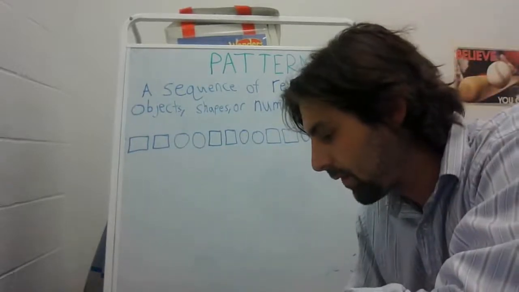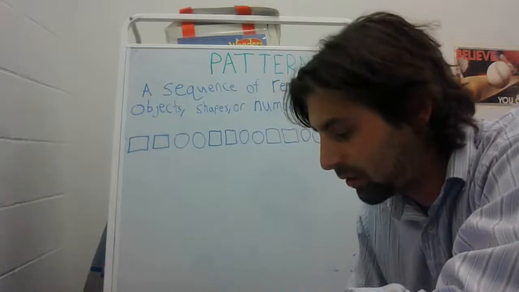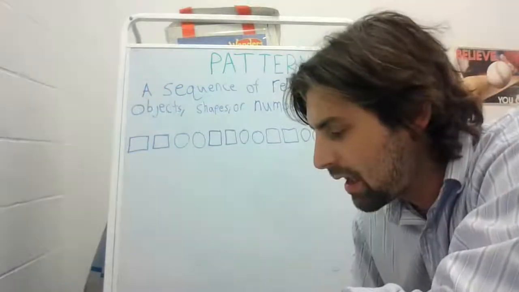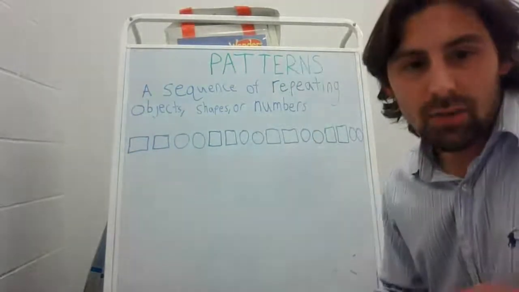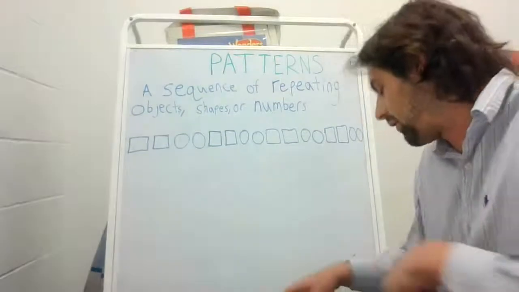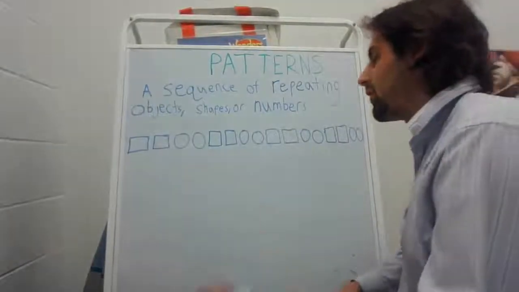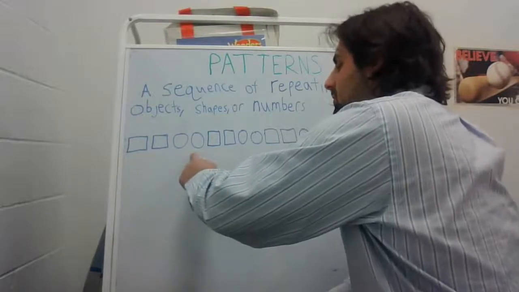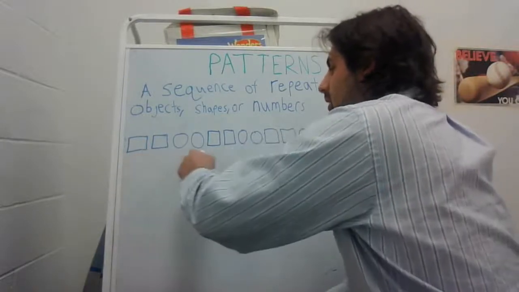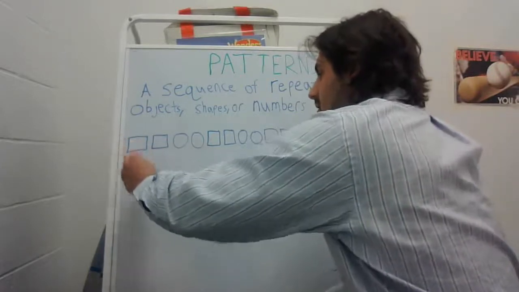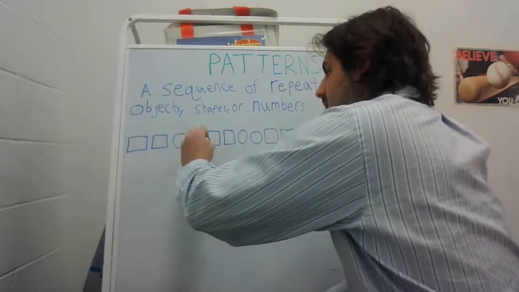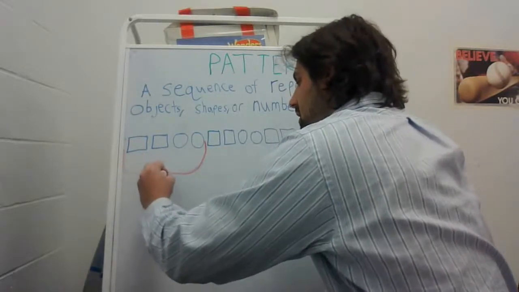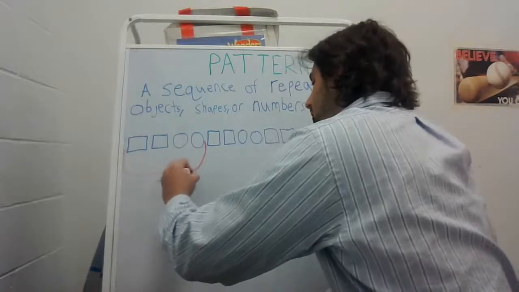So the first thing we want to look for is the pattern core. The core of the pattern is the smallest set of terms that repeats itself. Looking at this pattern, the smallest set of terms that repeats itself, the core, is square, square, circle, circle. That would be the core of this pattern that's on the board.